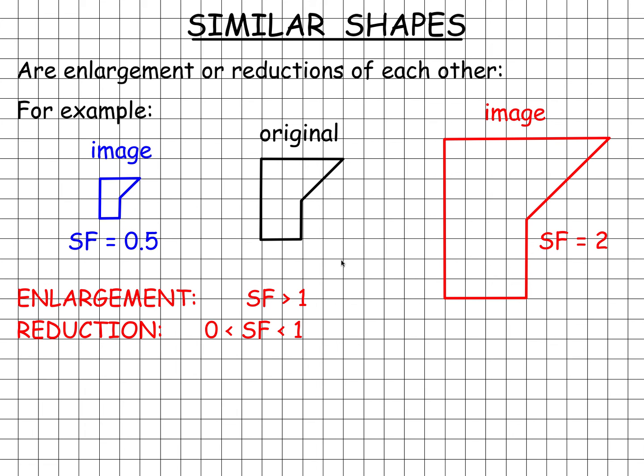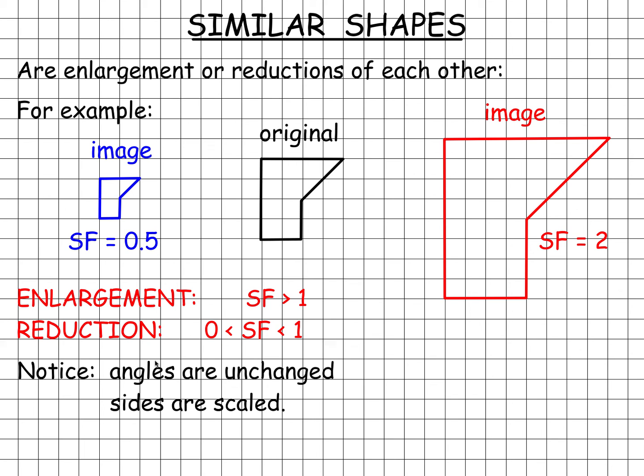So, in general, an enlargement if the scale factor is greater than 1, as a fraction, it would be a top-heavy fraction. An improper fraction, number in the top bigger than the number in the bottom. A reduction, if you use a fraction between 0 and 1. So a proper fraction like 2/3 would cause a reduction.